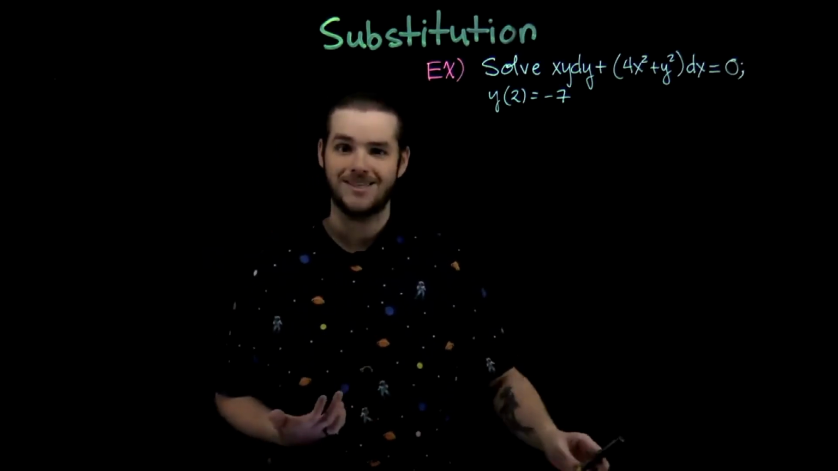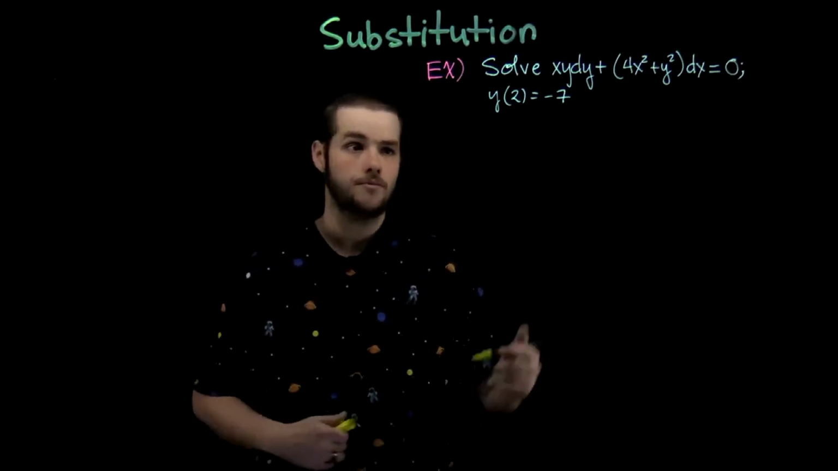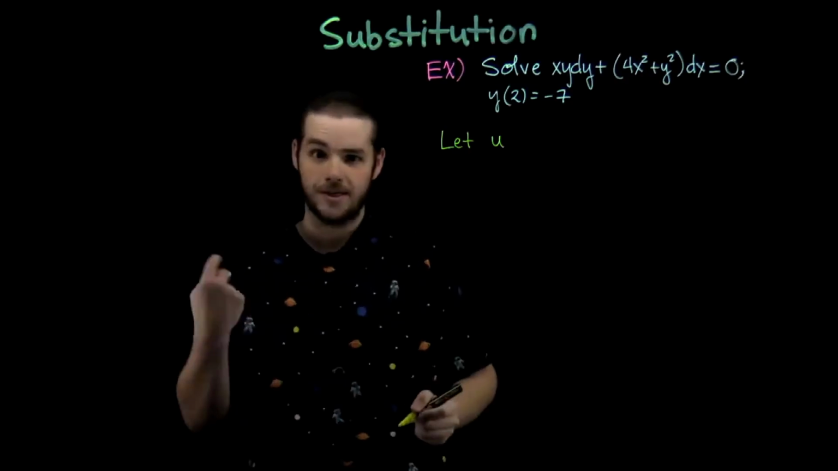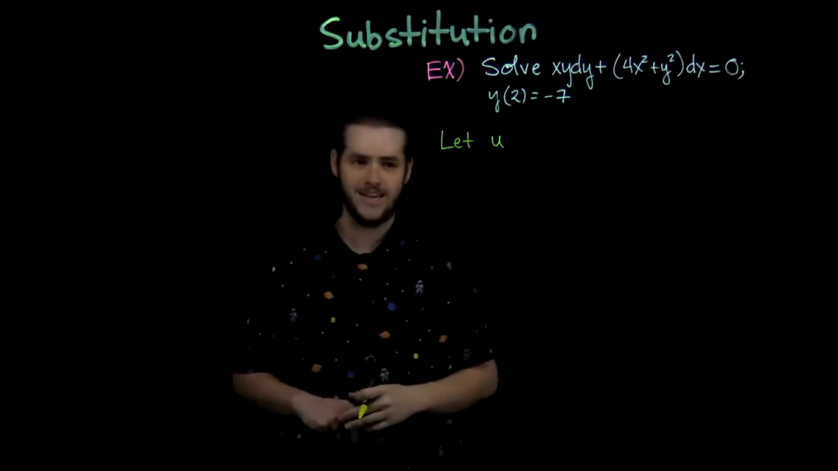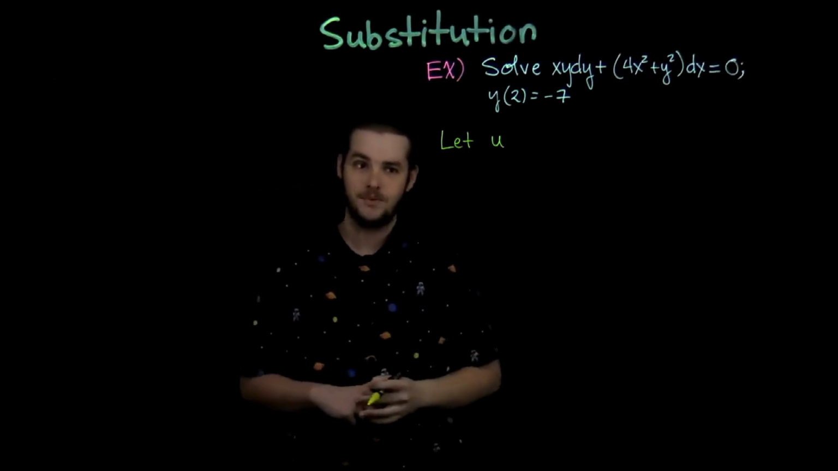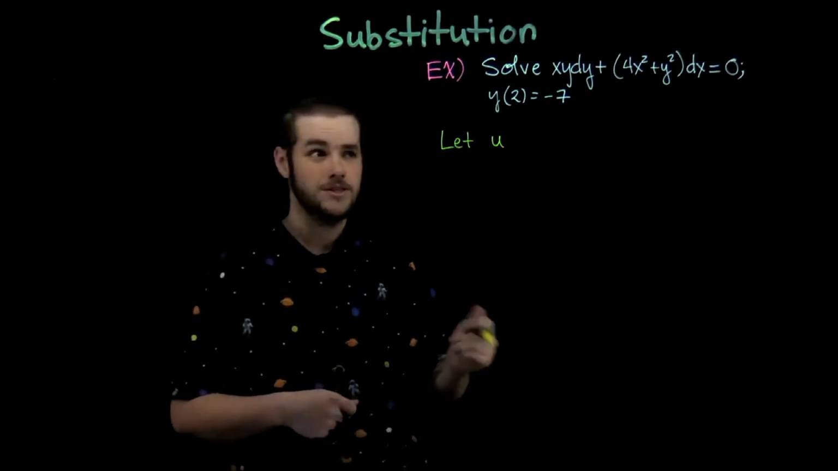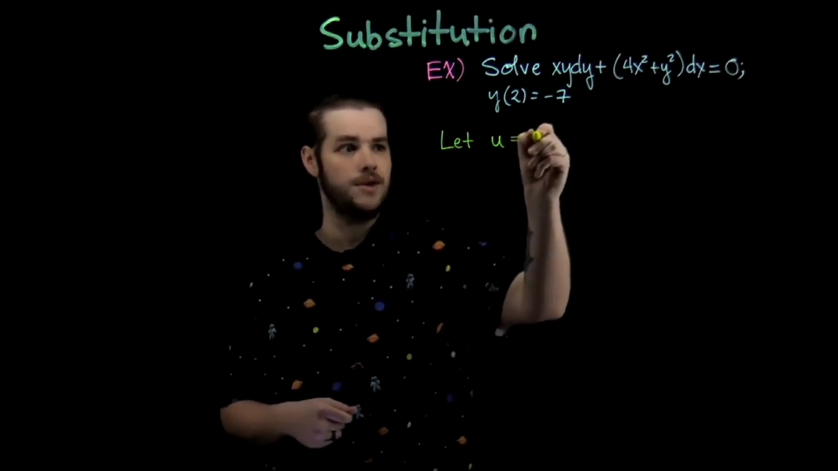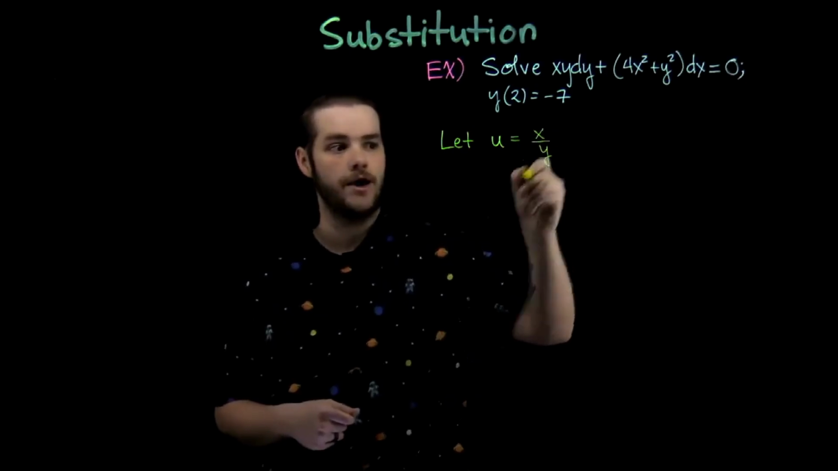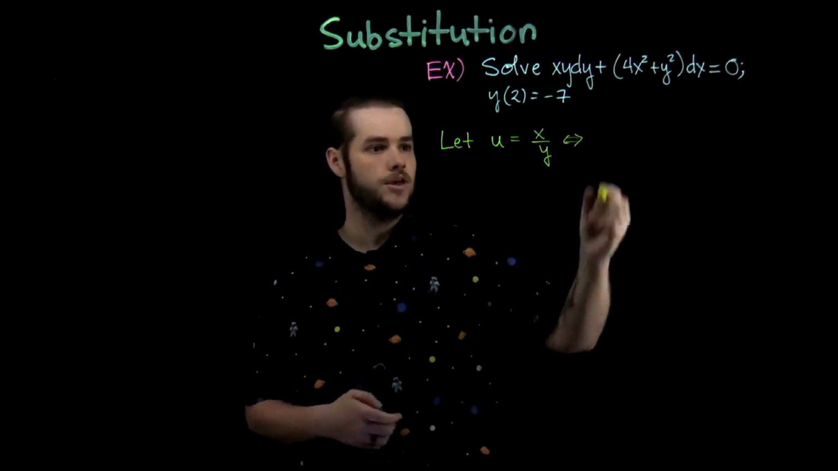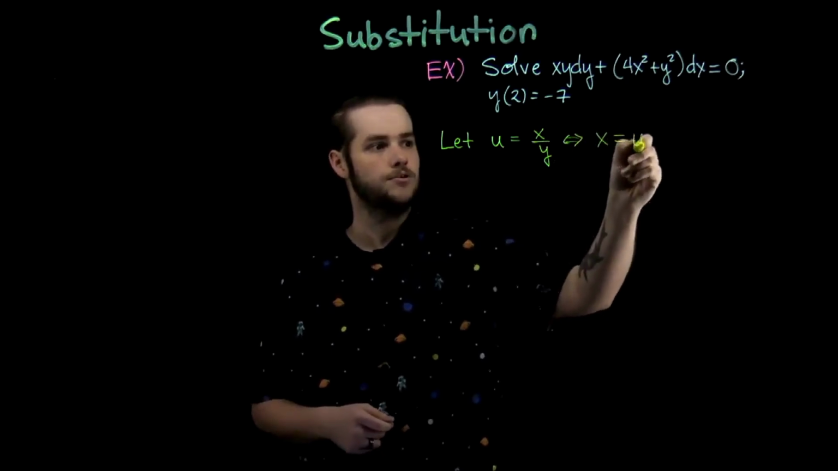Essentially what I'm going to do is take some new variable. I'm going to make a new variable up. I'll call it u for consistency here. And I want to pick u to be some function of x and y that is strategic for me. Turns out for this problem, I want it to be x over y. Or equivalently, that means that x is equal to u times y.